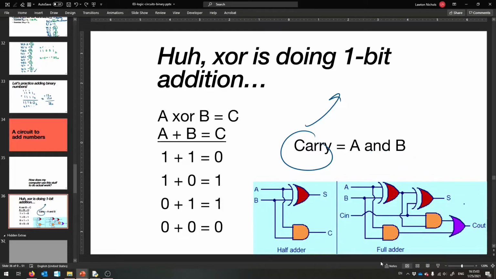And your computers these days like to have 64-bit adders. Okay, so it's just a bunch of those XORs chained along to do all this addition. Isn't that fun? So that, I hope, has blown your minds, and that is the end of these slides.